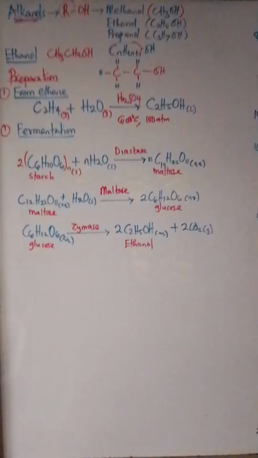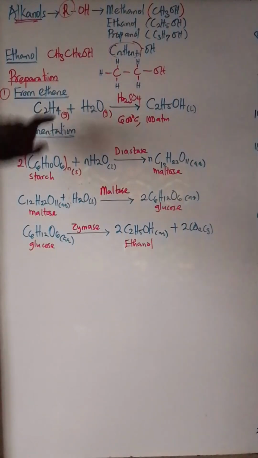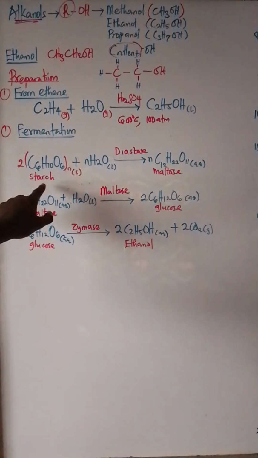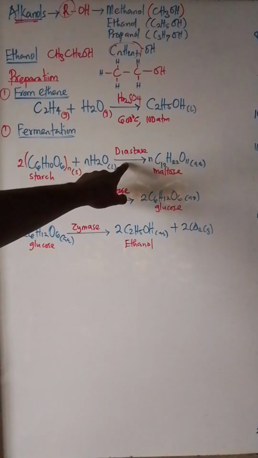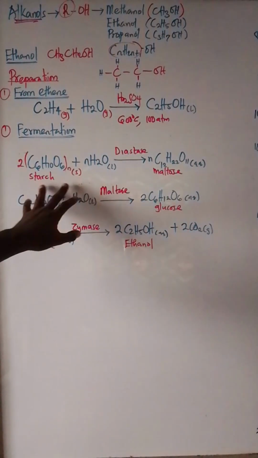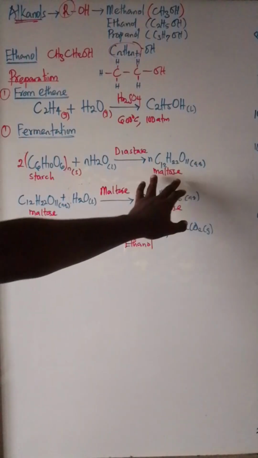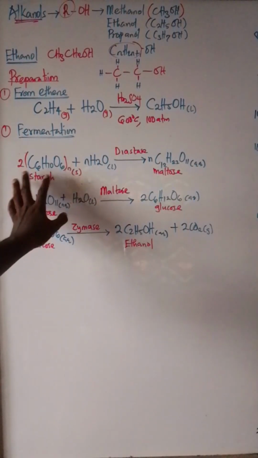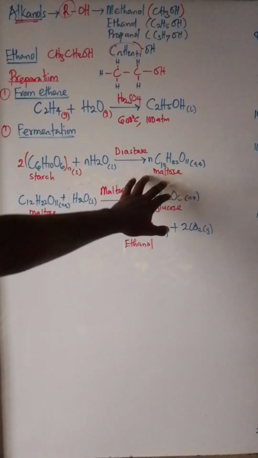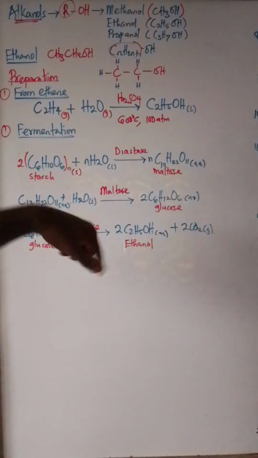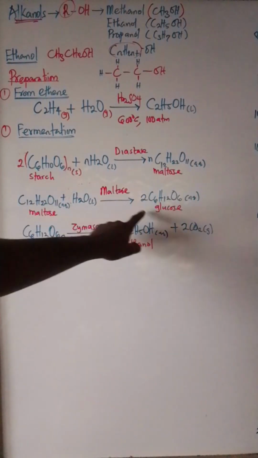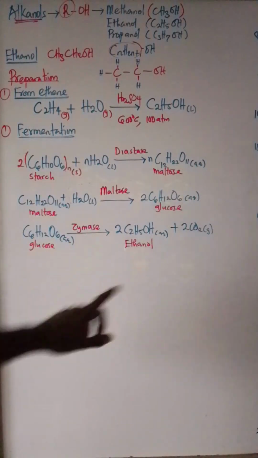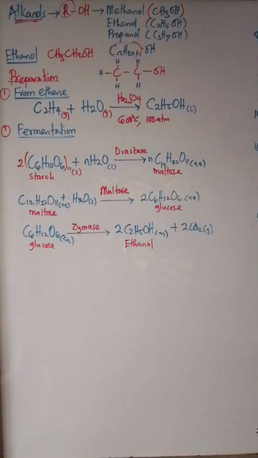Let me summarize that. From starchy food, we extract starch, then treat it with malt, which contains the enzyme diastase. That converts starch to maltose. So we have starch, it's a giant molecule. Then this maltose is treated with yeast. Yeast contains maltase and zymase. The maltase will convert the maltose to glucose. Then the zymase from the yeast will convert the glucose to ethanol, and CO2 is given out. Then at the end we have ethanol.